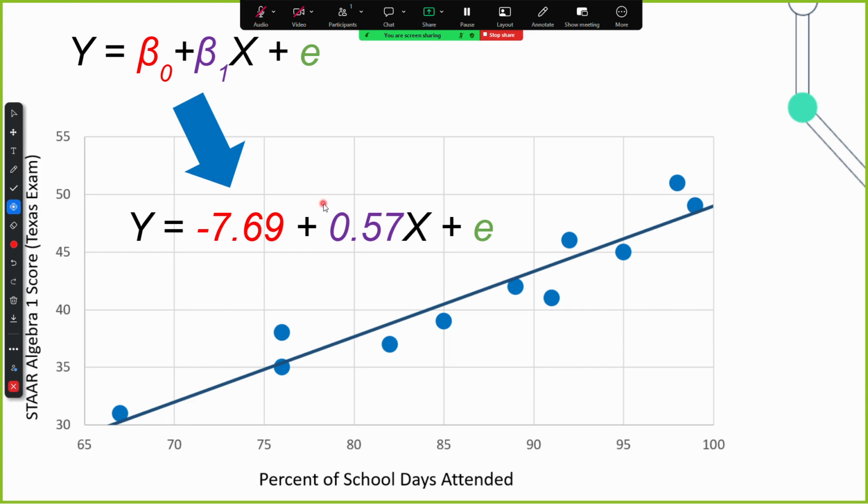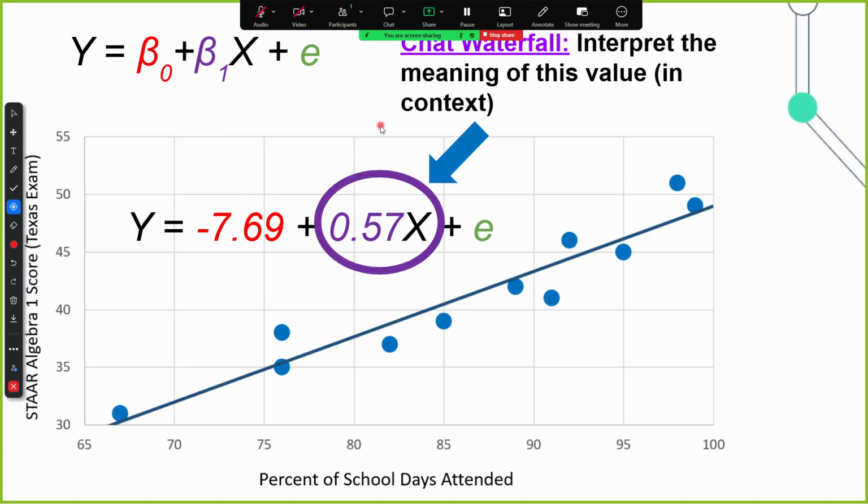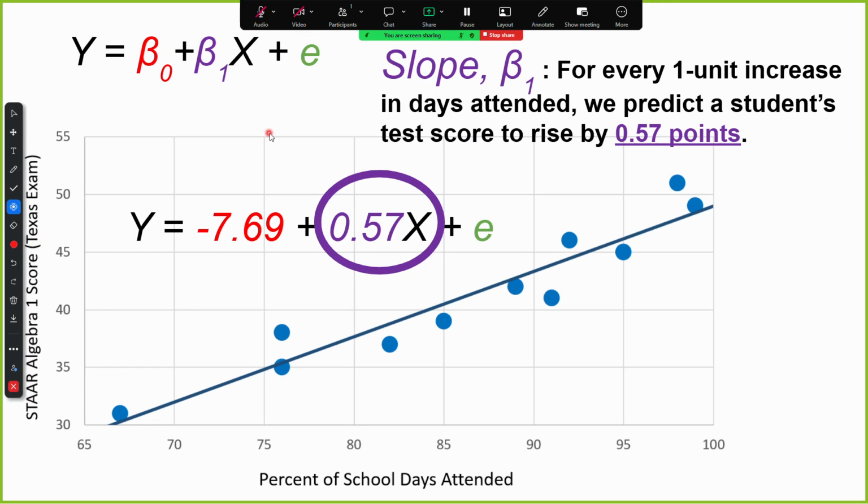What this means is basically the same thing as what a linear equation would mean. What that beta 1 shows is that for every 1 unit increase in days attended, we predict that a student's test score will rise by 0.57 points. It's the same thing as a linear equation, but now we're talking about it in terms of regression.